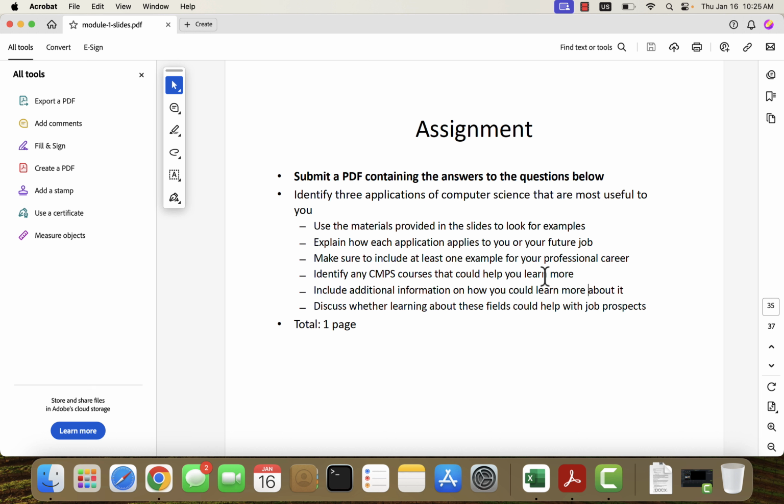So that link that I provided to you lists the courses that we have in our applied computer science program. Include additional information on how you could learn more about it and discuss whether learning about these fields could help you with job prospects, okay? So pretty simple assignment, total of 1 single page. I would say that this should take no more than 20 to maybe 30 minutes to complete, okay?